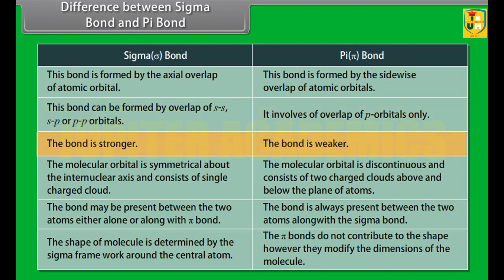Sigma bond is stronger because overlapping can take place to a larger extent, whereas pi bond is weaker because the overlapping occurs to a smaller extent.